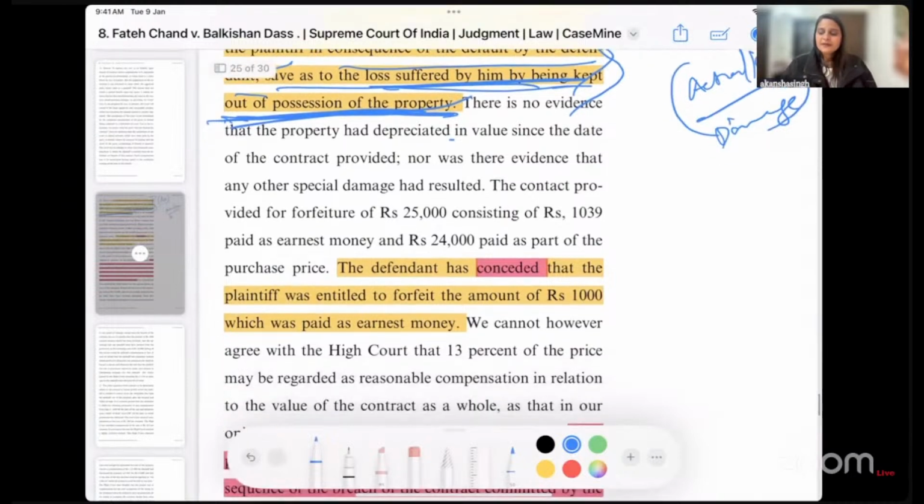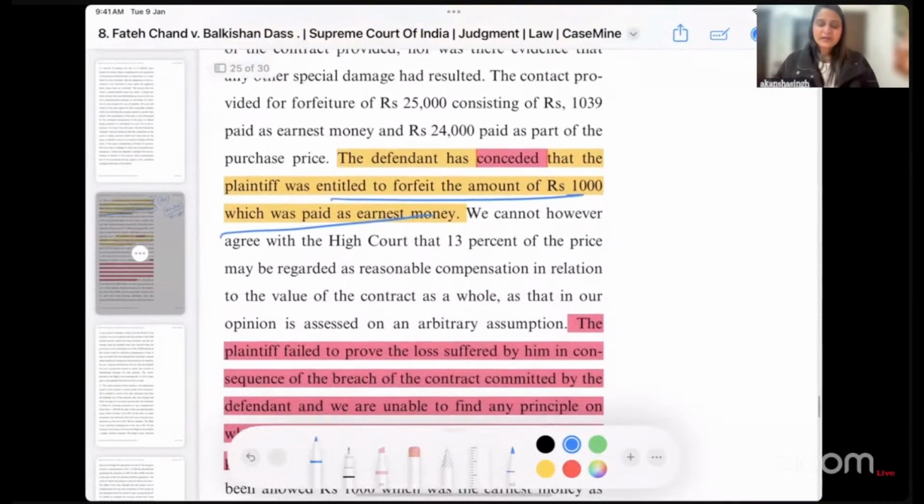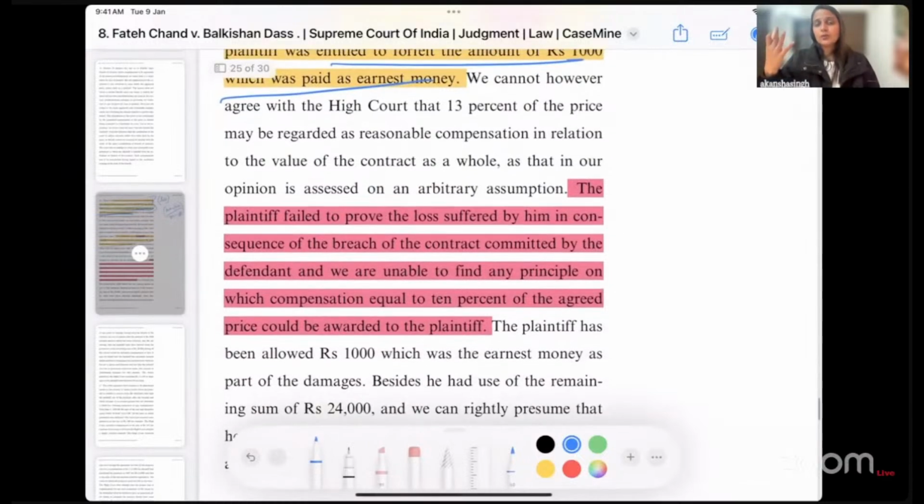Okay, the defendant had conceded that the plaintiff was entitled. Firstly, in this given set of facts, the defendant also conceded that the plaintiff is entitled to 1,000 rupees of earnest money. He was not even contesting this. But we have read this to understand what will happen if earnest money is forfeited. Do I have to prove actual loss and damage to the other person? Yes, for me to say that this is a reasonable amount that I am forfeiting in the given situation. If the person fulfills the transaction, I cannot forfeit this earnest money. This will become part of the purchase price itself.